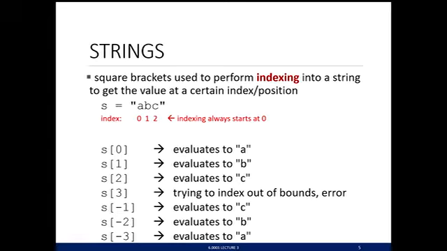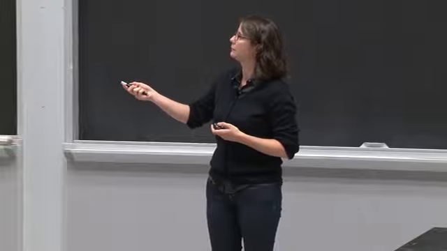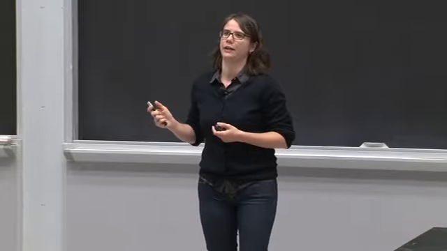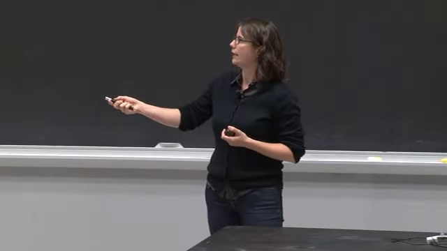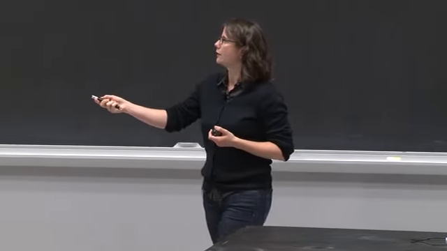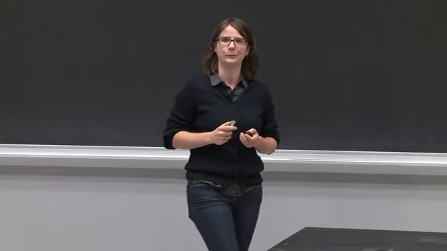In computer science, we start counting from 0, by convention. Notice we had a problem set 0 in this class. Python's no different. So in Python, you start indexing at position 0. The first character in your string, we say, is at position 0, or at index 0. The next character in the string is at index 1, and the next character in the string is at index 2.